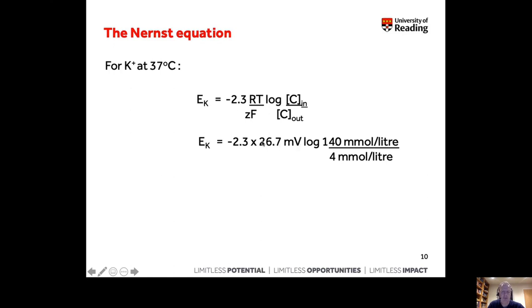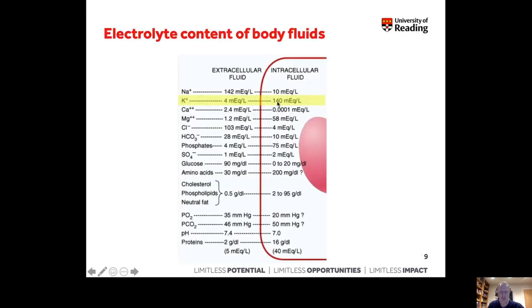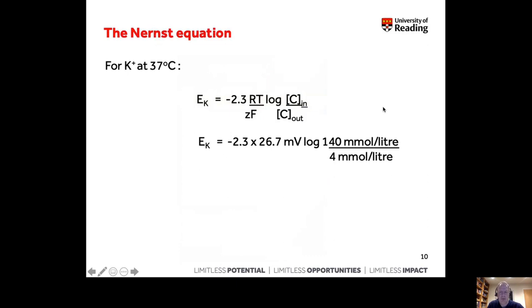26.7 millivolts, or 26.7 times 10 to the minus 3 volts. As I said, we want to multiply that by 2.3 in order to convert natural logs to log base 10. What is important is this concentration gradient. We showed on the previous slide for potassium, 140 inside, 4 millimolar outside. So essentially what we want to do is first divide 140 by 4 and then take the log of that value.